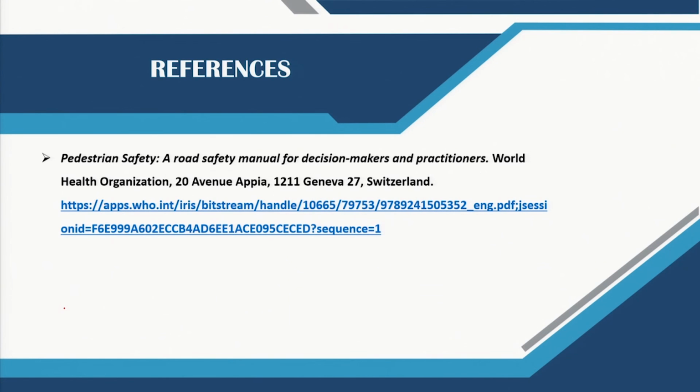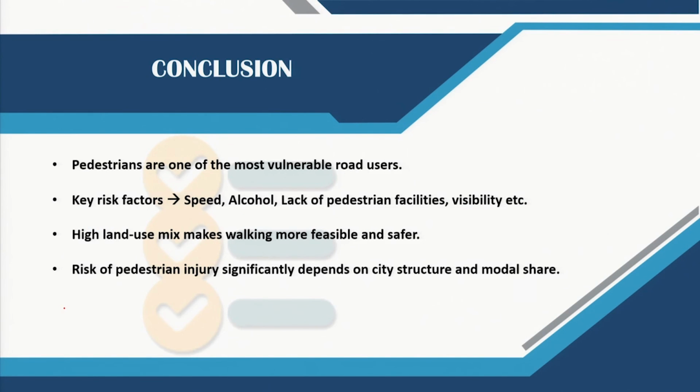So, that is the end of today's lecture, where we have looked at pedestrian safety and the different elements involved in it, key risk factors such as speed, alcohol, lack of facilities and visibility. We have seen how high land use mix makes walking more feasible and safer, and we have also looked at different forms of city structures and the modal share that influence the risk of pedestrian injury.